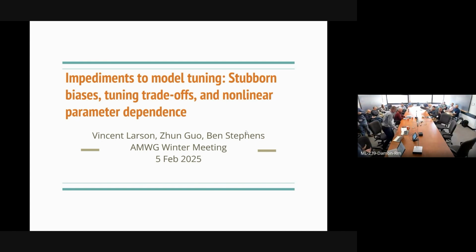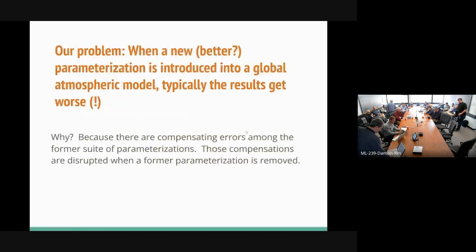Time for the second session here, which will be started out with Vince Larson's presentation. Great. All right. Well, thanks for giving me a slot to speak. I'll be talking about work that I'm doing collaboratively with Jun Guo and Ben Stevens. It's about impediments to model tuning: stubborn biases, tuning trade-offs, and nonlinear parameter dependence.